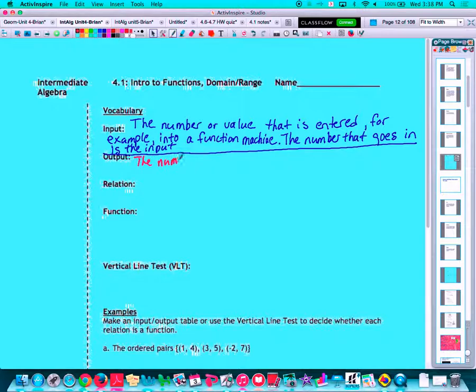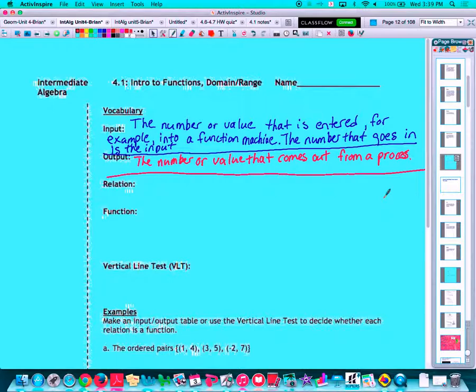All right, so you might guess what an output might be. An output is the number or value that comes out from a process. So if we think about what we put in, the number we put in, the input, something's going to happen to it, and then a different number usually is going to come out, and that would be the output.